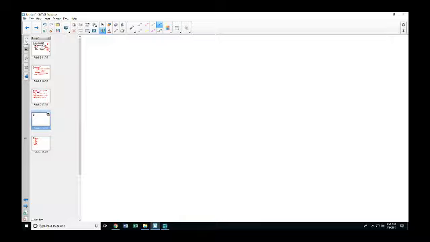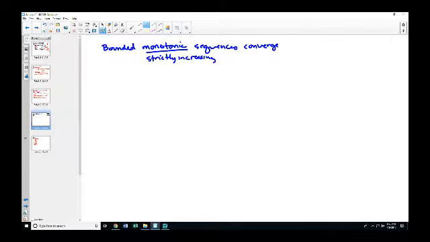Do you know what bounded monotonic sequences are? Do you know what monotonic is? It's strictly increasing or strictly decreasing. So it's either going up the whole time or down the whole time.